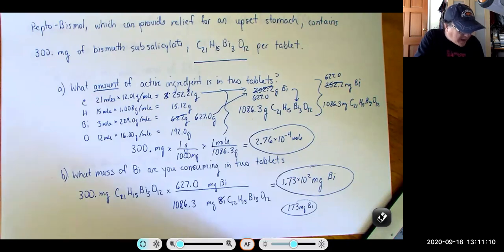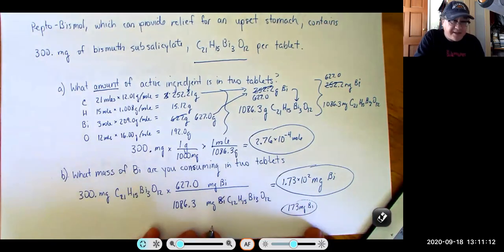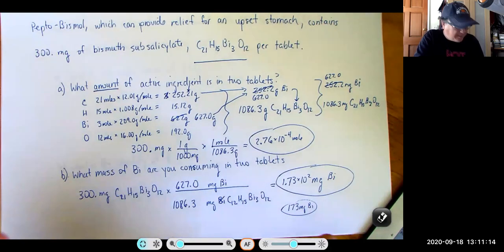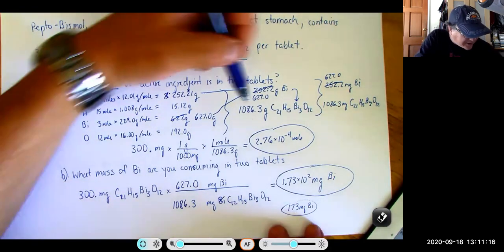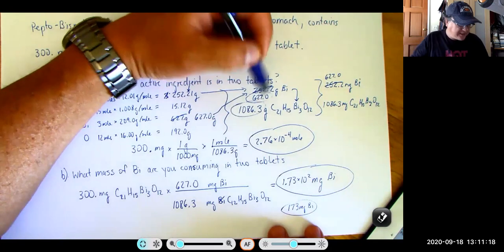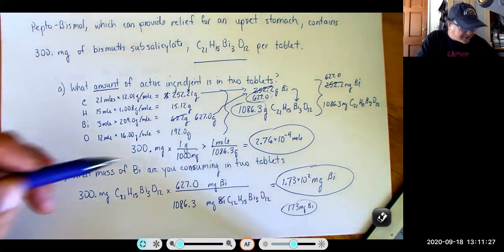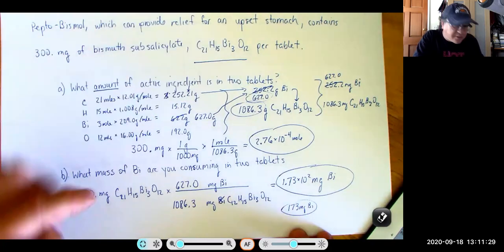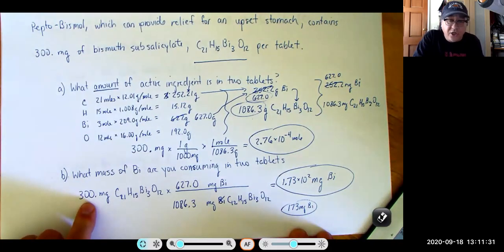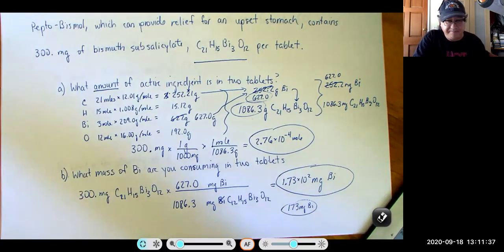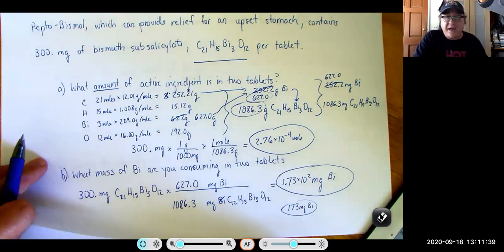And does that seem about right? I think the answer is yes, because when you look at 627 compared to 1,000, isn't 627 a little more than half? And if this is a little more than half, then that means a little more than half of 300 should be bismuth, and 173 is a little bit more than half, which is 150. Any questions on that one?